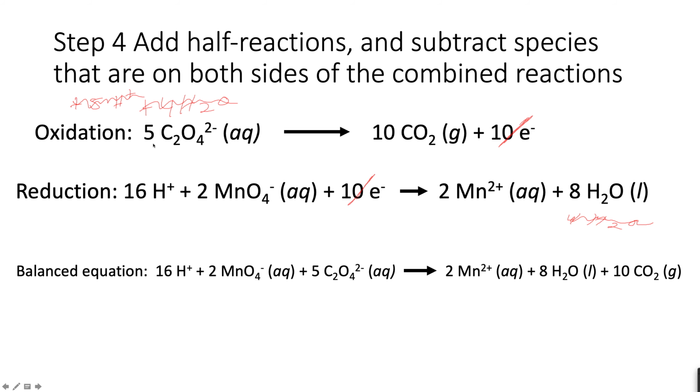So our total balanced equation is 16 H+ plus 2 MnO4- plus 5 C2O4 2-, then 2 Mn2+ plus 8 H2O and 10 carbon dioxide. The reason why electrons are not appearing in this balanced equation is because they appeared on both the reactant side and the product side.